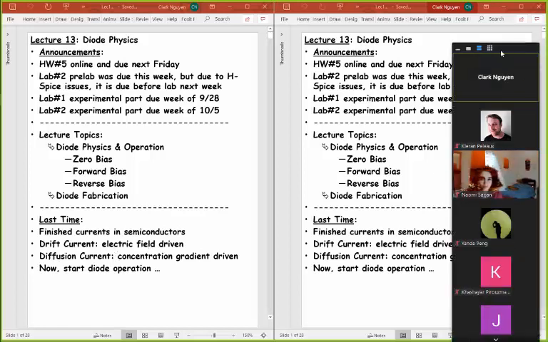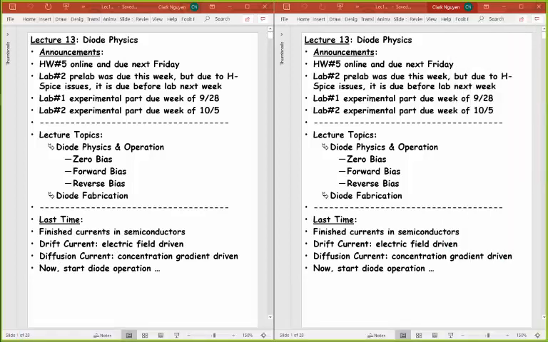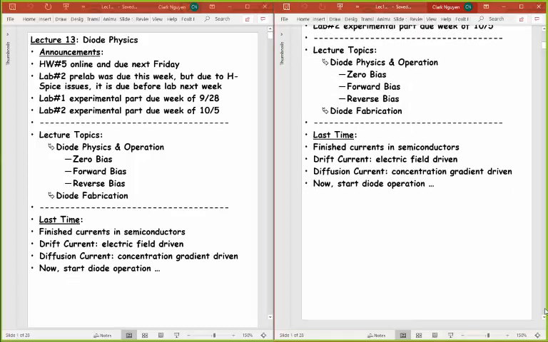Diffusion current is still current. It's still the movement of carriers as a function of time past a certain location. But it's driven by concentration, not by electric fields. And so these two currents we'll have to understand to understand diodes. In particular for diodes, diffusion current is actually going to be more important. So let's go ahead and start diodes then.